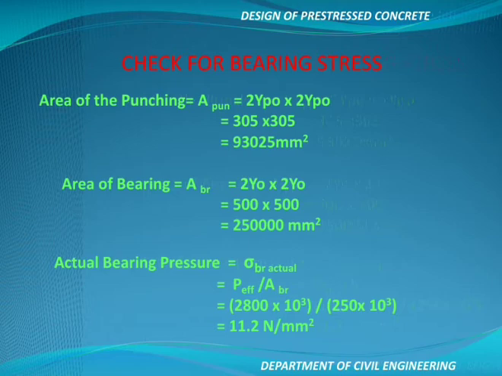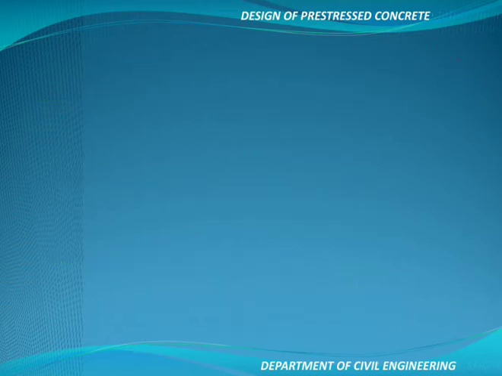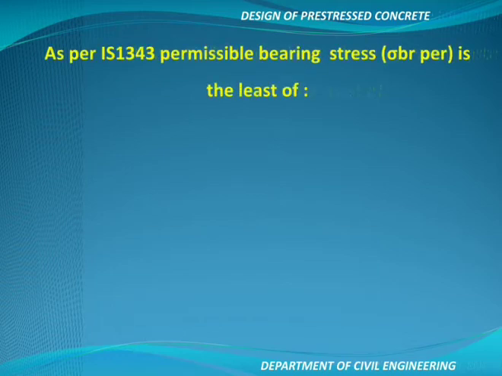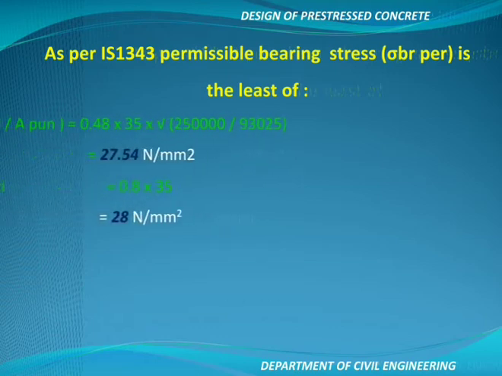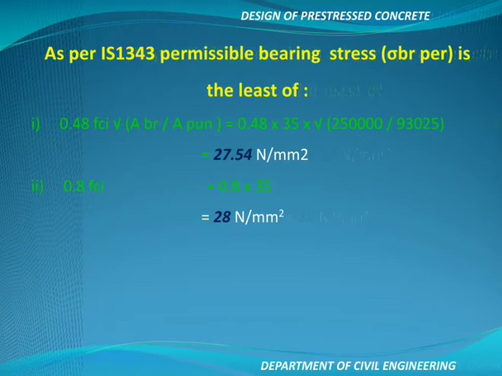Now this pressure we have to cross check with the regulations given by the IS code, whether it is within the permissible limits or not. So let's go ahead with the check for bearing as per your IS code. As per IS 1343, the permissible bearing stress, that is sigma br, is the least of: first clause is 0.48 FCI square root of area of bearing divided by area of punching. This formula is already mentioned in the initial lectures.